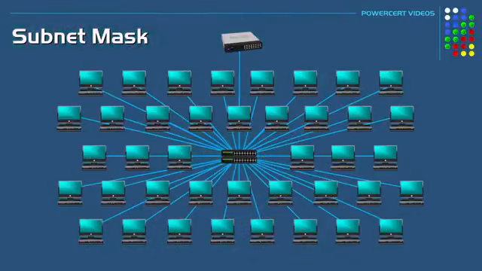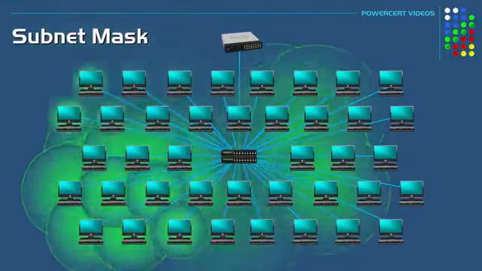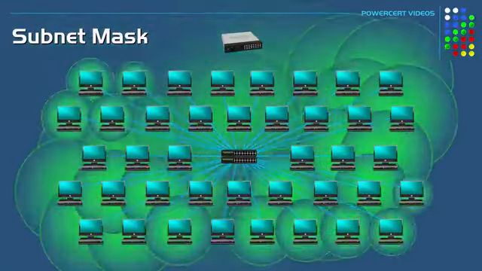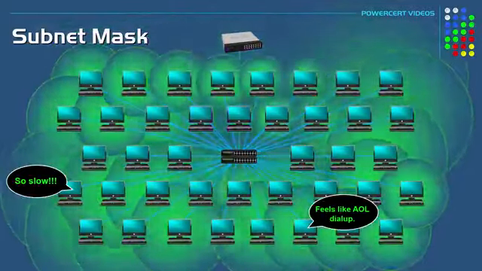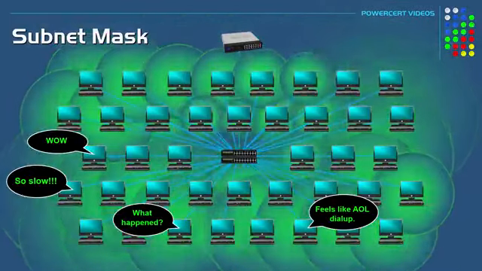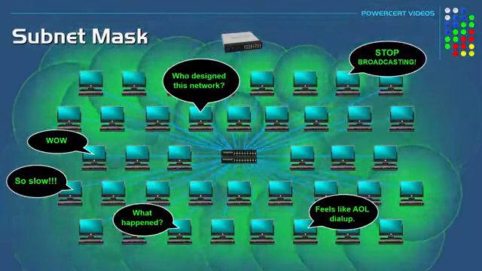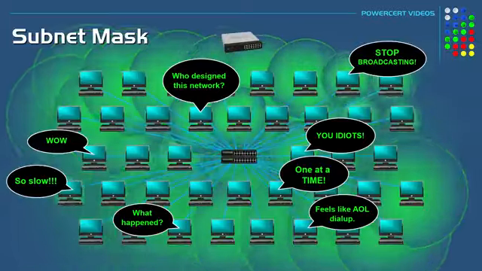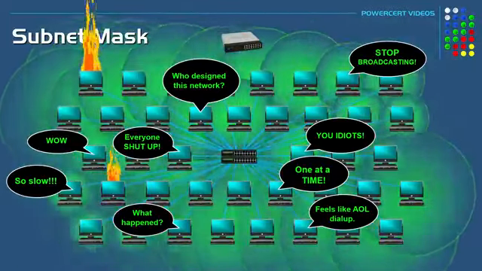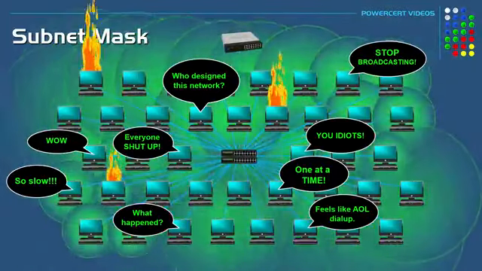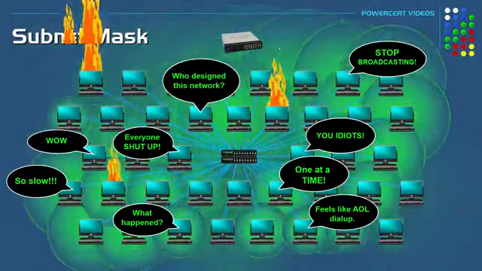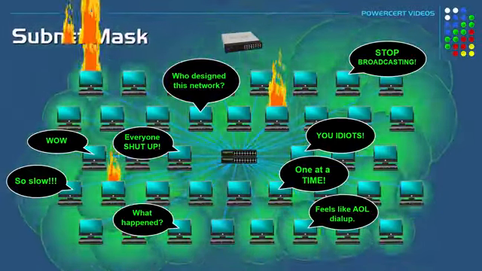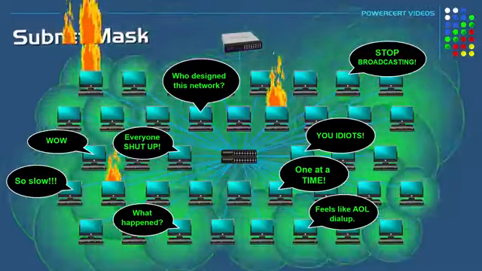So as you can imagine, if every computer on this large network was broadcasting to every other computer just to communicate, it would be chaos. It would slow down the network and potentially bring it to a halt because of the tremendous amount of broadcast traffic it would cause. And it might even cause fires. Well, not really, but... And if a problem were to happen on the network, it would be very difficult to pinpoint because the network is so big.